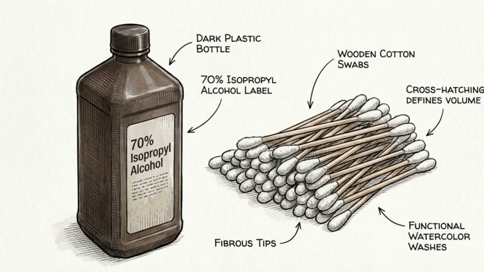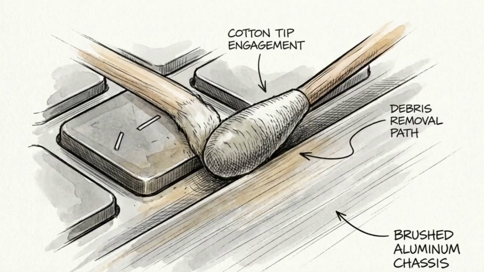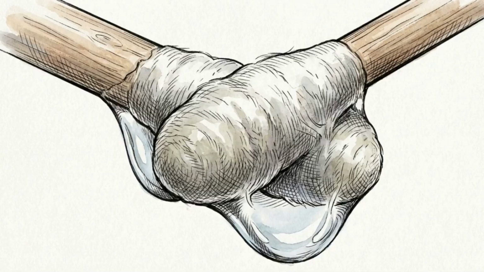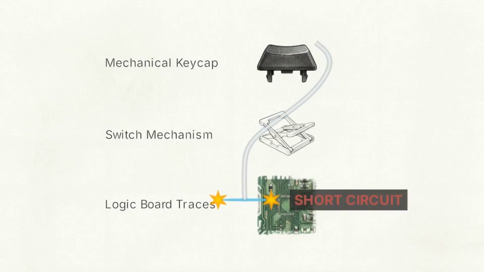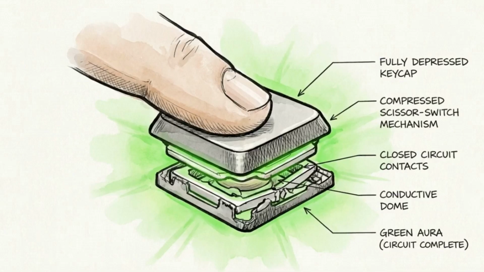For sticky, localized spills, switch to a chemical approach. Lightly dampen a cotton swab with 70% or higher isopropyl alcohol and trace the edges of the sticking keys. Do not oversaturate the swab. If excess alcohol drips beneath the key mechanism, it can trap residue deeper inside or create new electrical shorts across the board. Removing these physical barriers allows the key to fully depress, closing the circuit required to register your keystroke.